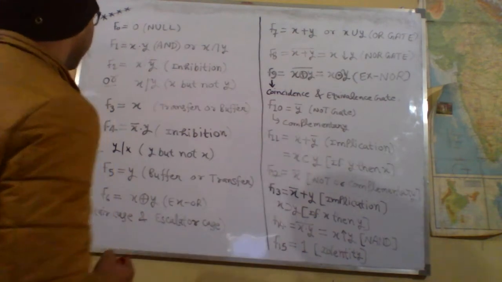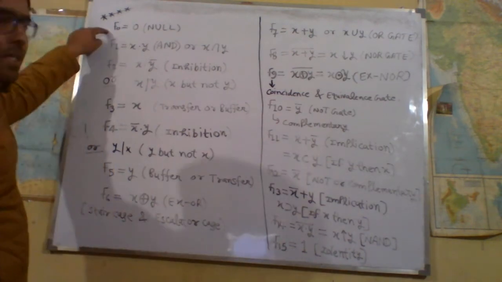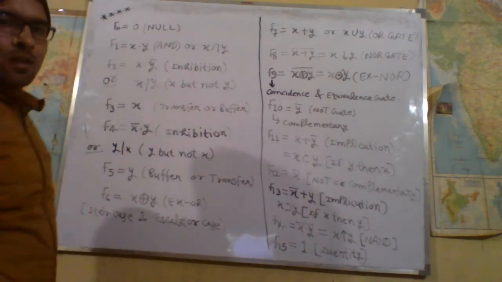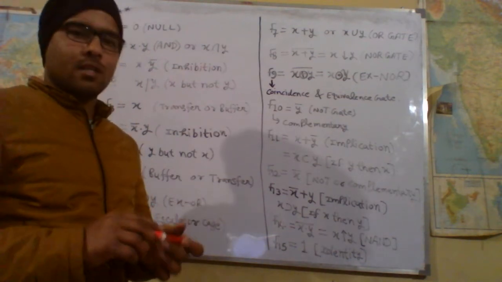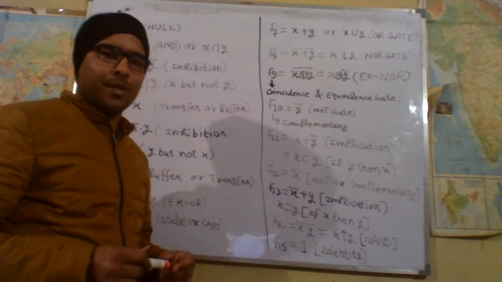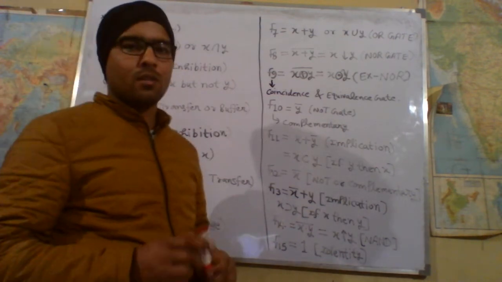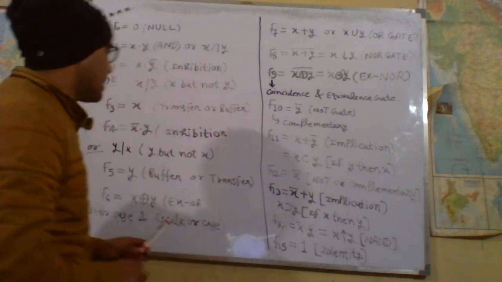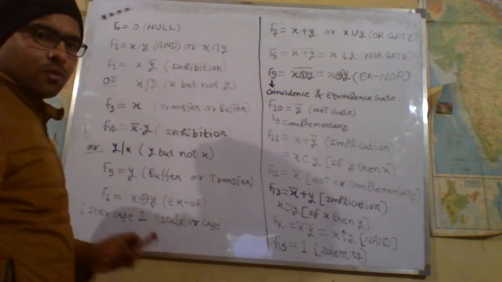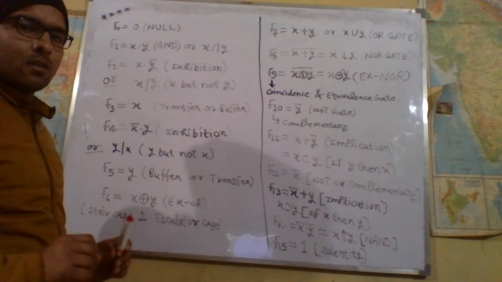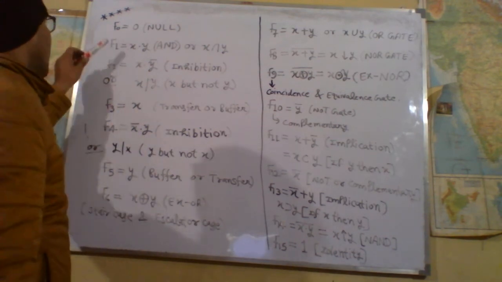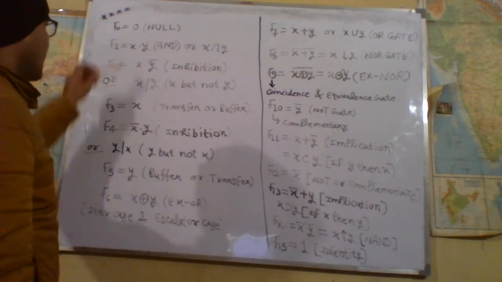तो फ्रेंड्स, मैंने बताया था वहां पे that in F naught we have already seen that F naught was null operation, and in case of null operation we have seen that whether we are giving input as 0 or 1, it doesn't matter, it will always produce output as 0. That is null operation. Next is F1, that is x dot y.